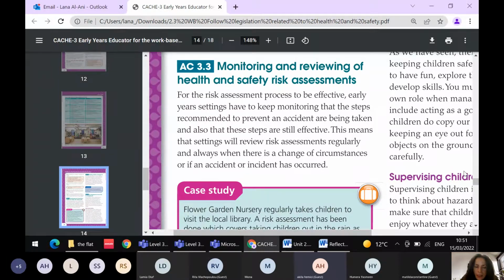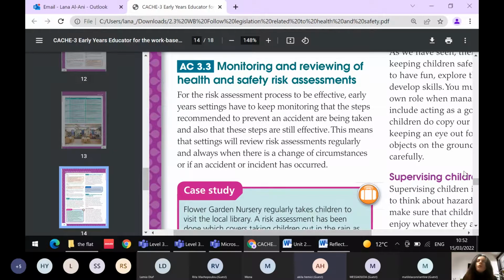We should keep monitoring all the steps. Okay, excellent, very good. We should always keep monitoring the risk assessment. Why? Because we don't know whether we've done a good job of it or not. Maybe we've done the risk assessment, but the children still have accidents. So if there is anything wrong with our risk assessment, then we can change our ways. So risk assessment is very important to prevent accidents, and we need to follow it step by step. Is it still effective for the organization, or do we need to change it?